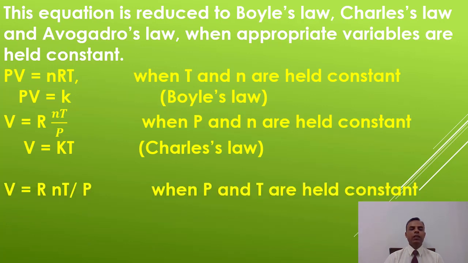V is equal to RnT over P. When P and T are held constant, that is pressure and temperature are taken as constant, then volume is equal to Kn, which is the statement of Avogadro's law.